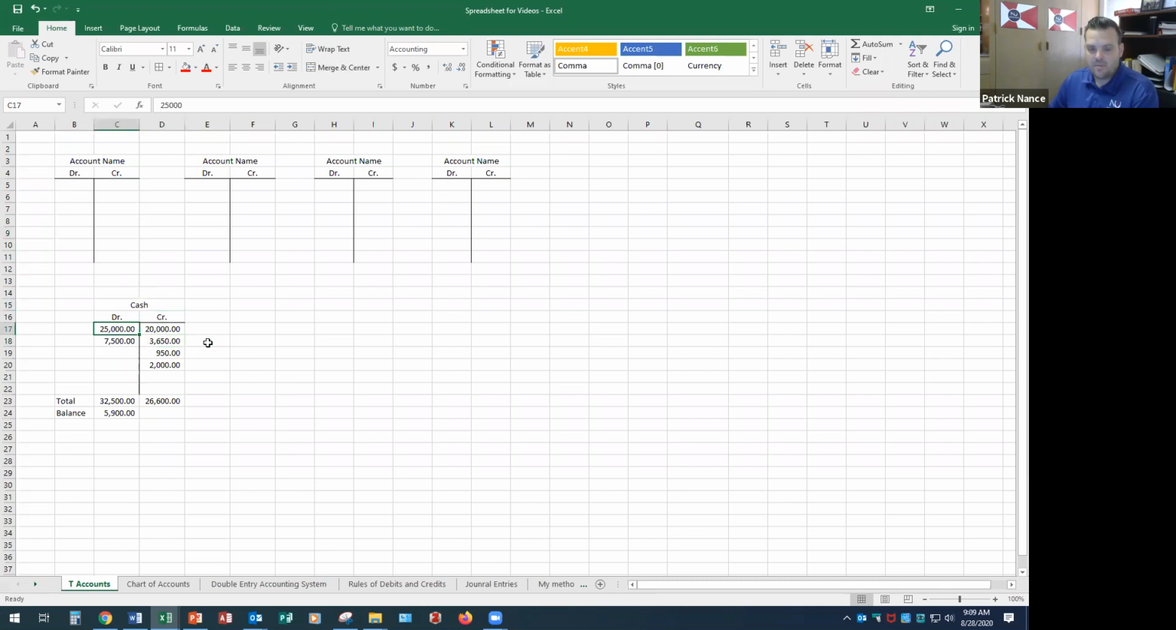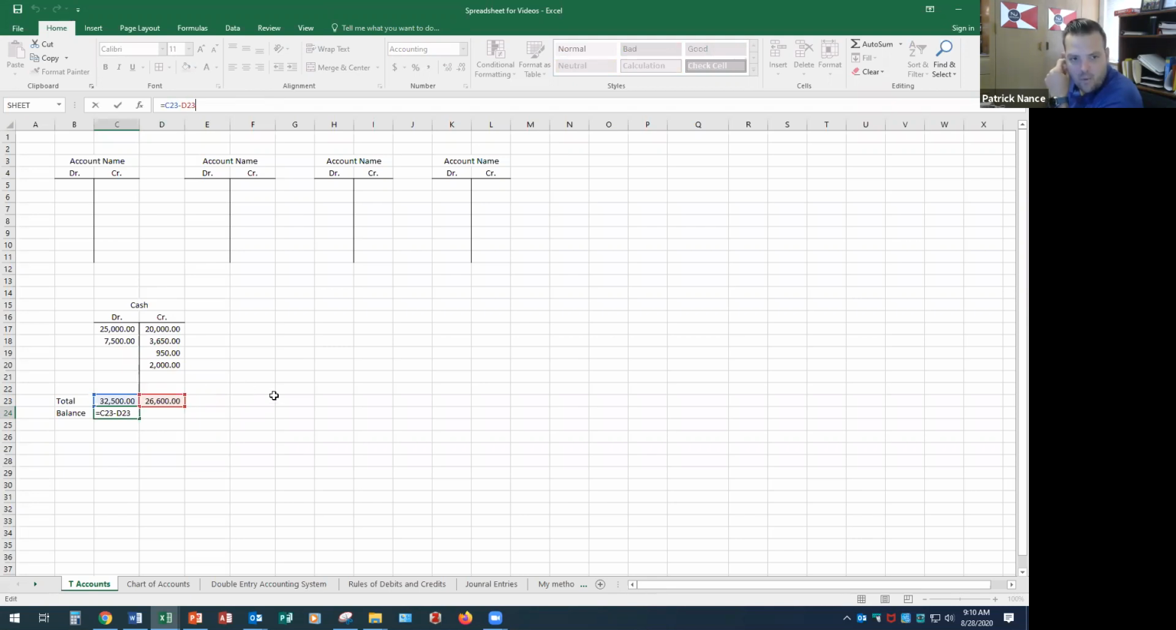We haven't learned the rules of debits and credits yet. Some of these are increases, some of these are decreases. In total, I just summed this up: 32,500 in debits and 26,600 in credits. What that means is that since the debits are higher, I have a debit balance, and that debit balance is the difference between the 32,500 and the 26,600.